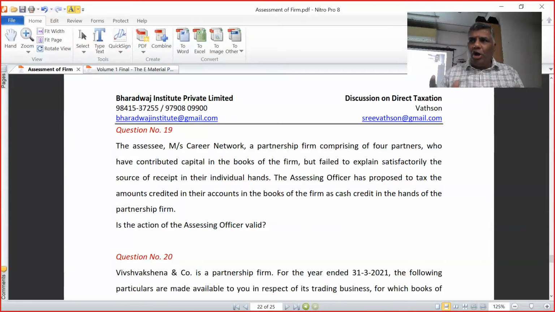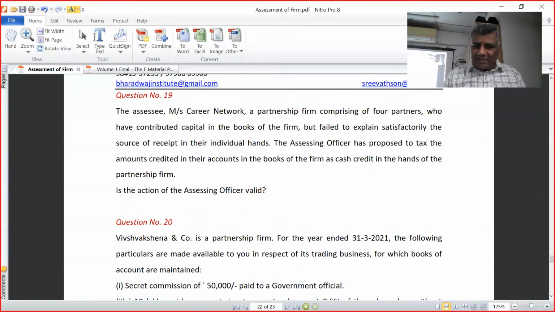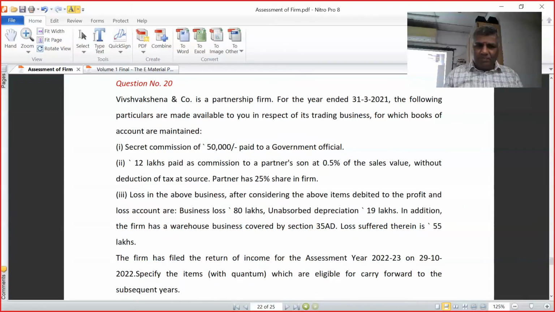I'm consolidating all firm provisions and questions in one place for you to understand, though we might read this in various places. Vishwasena is a partnership firm. The following particulars are made available to you in respect of its business for which books are maintained. Secret commission. Commission paid to partner's son without deducting tax at source. Loss in the above business after considering the above item debited to the P&L account. Business loss 80 lakhs. Unabsorbed depreciation 19 lakhs. In addition, the firm has a warehouse covered under 35AD. Loss suffered therein 55 lakh.